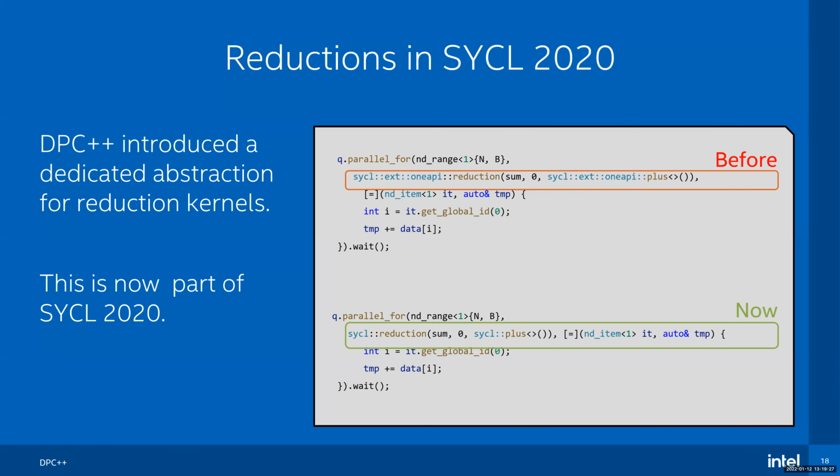Going into reductions, this was introduced as a oneAPI extension before. We used to use sycl::ext::oneAPI::reduction, and the same thing for the operator. We used a different namespace. Now these are all part of the SYCL 2020 specification, and they're available directly in the SYCL namespace. This is how you would do reductions in the latest compiler.